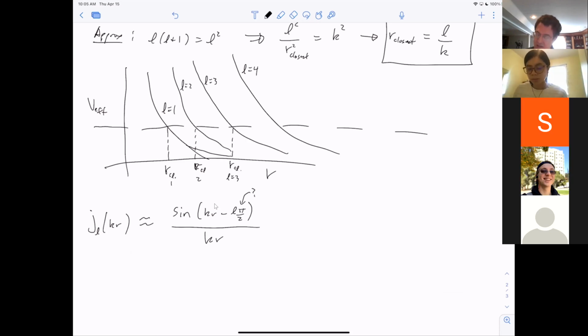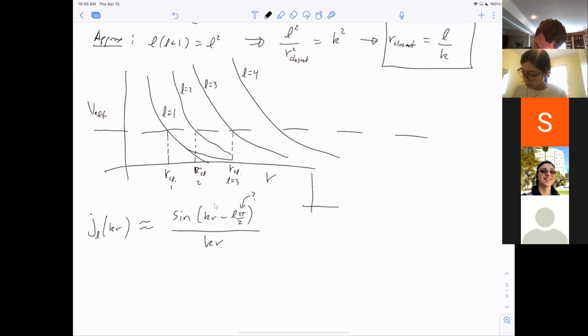To the right. That's exactly right. So you can see that if I plot, for example, J sub 0, then it actually looks like this.